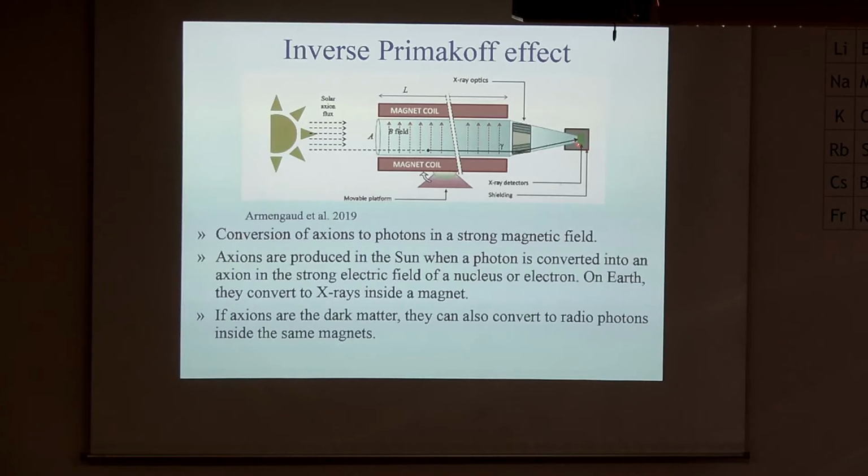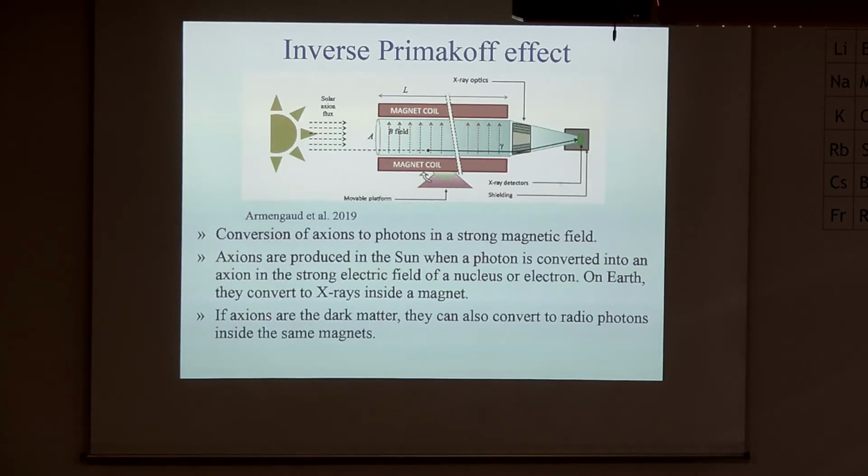The important thing is that this has to have extremely low background noise, because you make very few X-rays here. So the key is to reduce the noise as much as possible, so that if you detect an X-ray, you're almost sure it came from an axion from the sun. And this is, for example, being done in the IAXO collaboration.